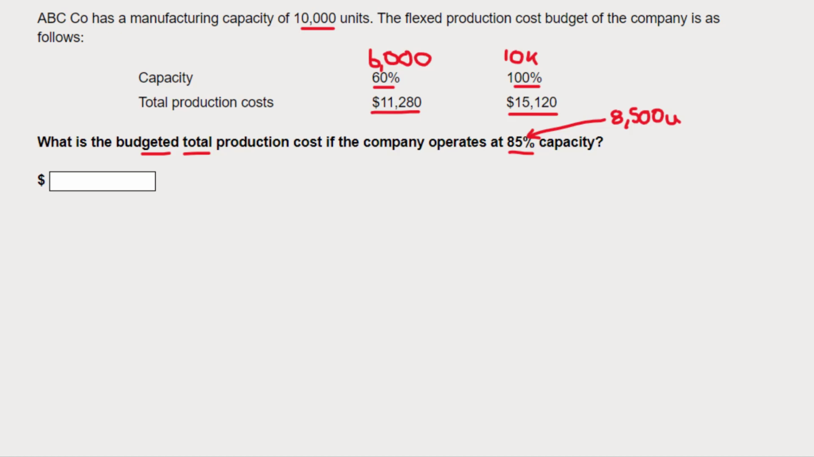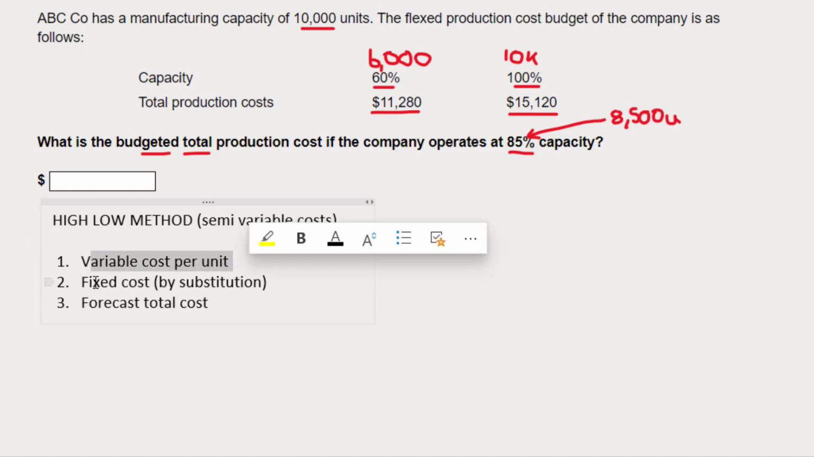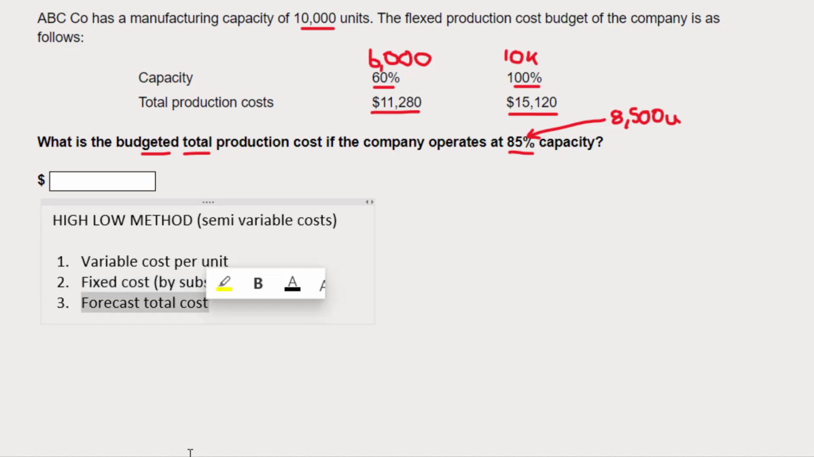Right. The high-low method then for forecasting a semi-variable cost. It has 3 steps. Firstly, calculating the variable cost per unit. Secondly, working out the fixed cost. And we do that by a process of substitution at either the high or the low point, don't we? And then forecasting our total cost. We're going to go through each of these 3 steps in turn using these numbers.